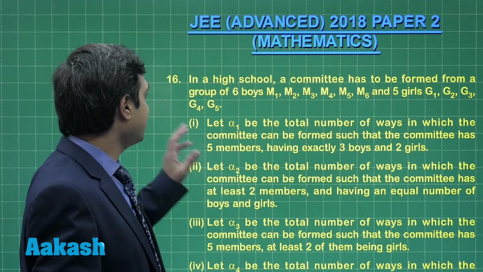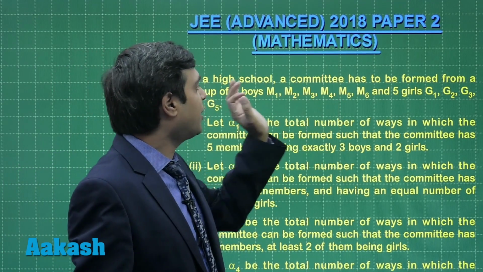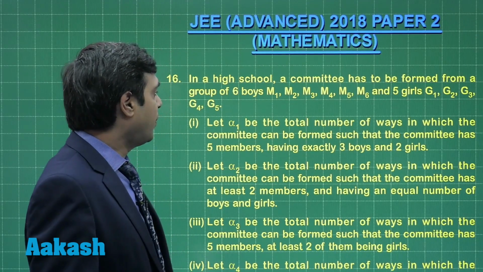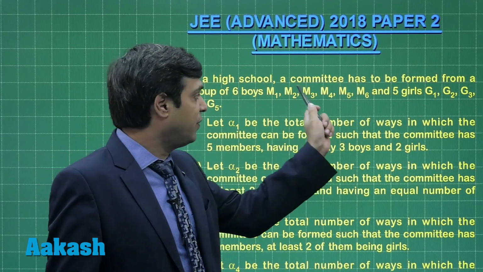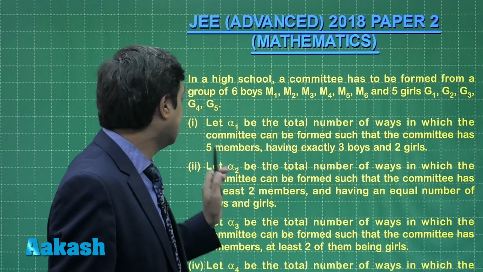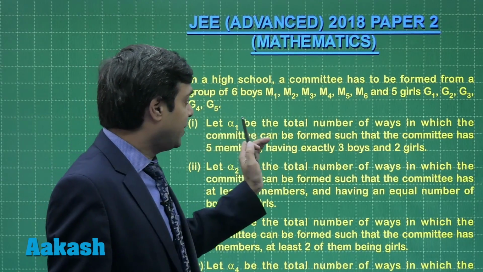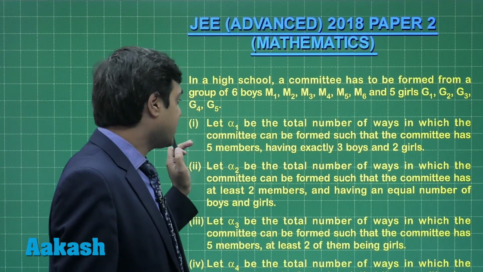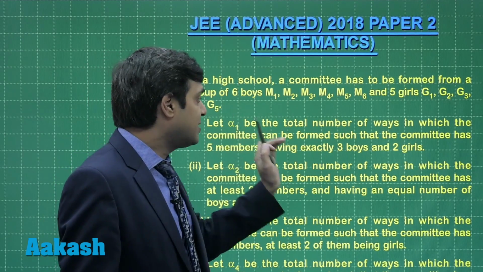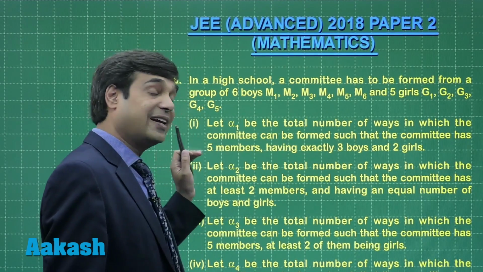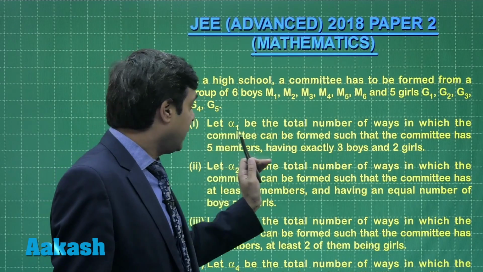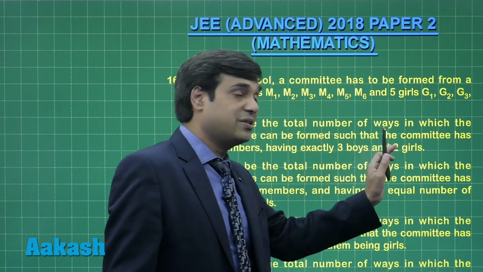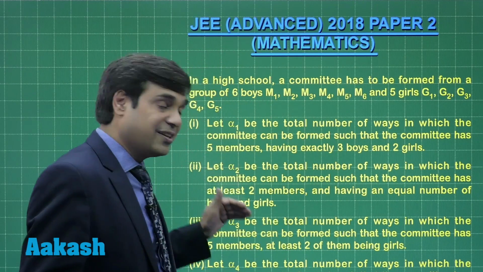Okay, let's take question number 16. In a high school, a committee has to be formed from a group of boys denoted with M's and 5 girls. Let alpha 1 be the total number of ways in which the committee can be formed such that the committee has exactly 5 members having exactly 3 boys and 2 girls. Few other such cases are given.